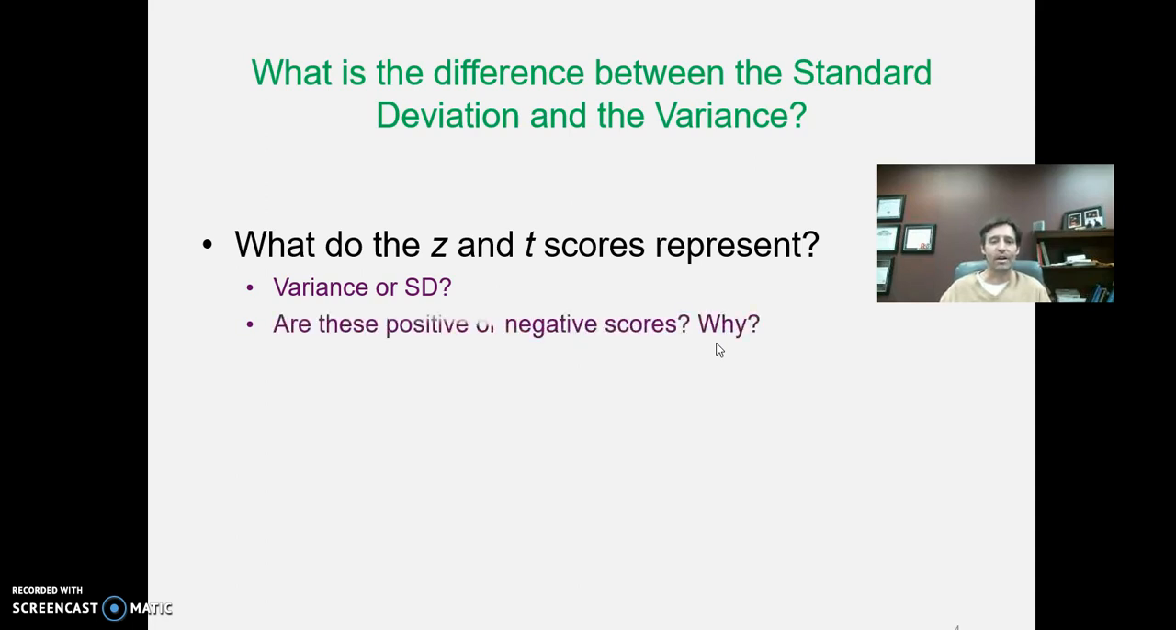And so I would like to ask you, are these positive or negative scores? And also think about why. If you came up with the answer that these are both positive and negative scores, you'd be correct. And why would that be? Well, we're trying to measure the distance from the mean. So you could be above the mean, you also could be below the mean. You could be standard deviations above or standard deviations below.